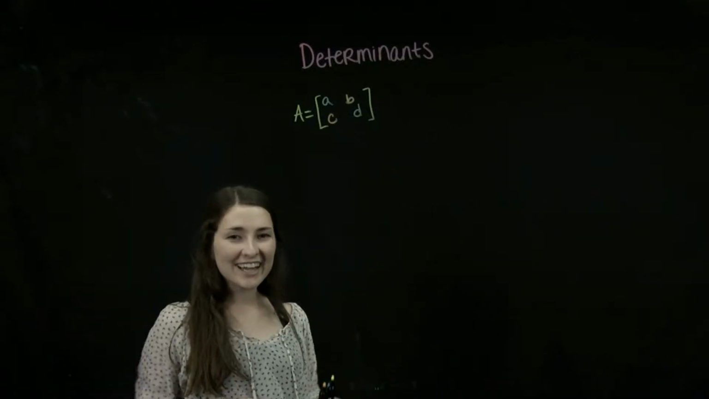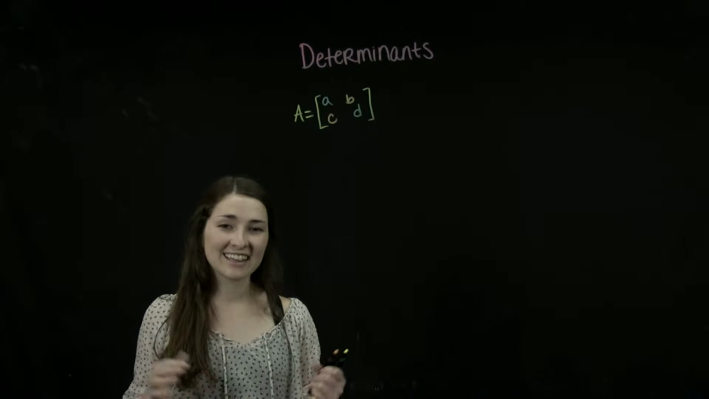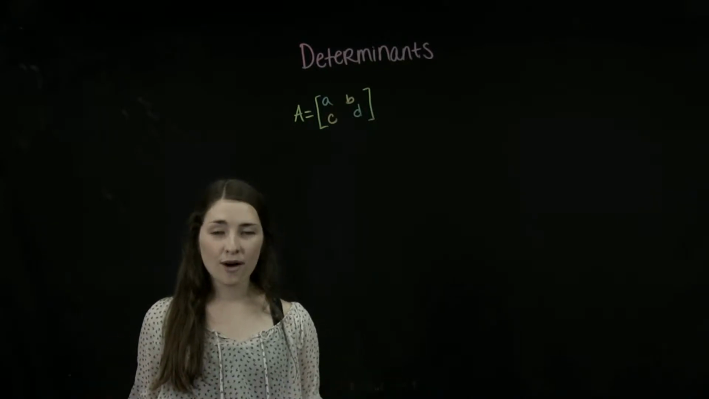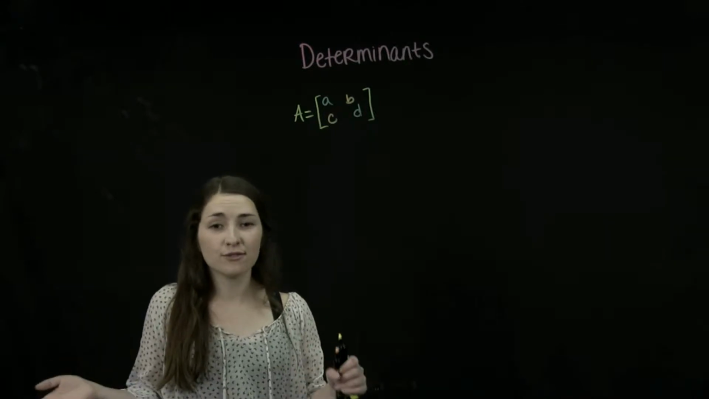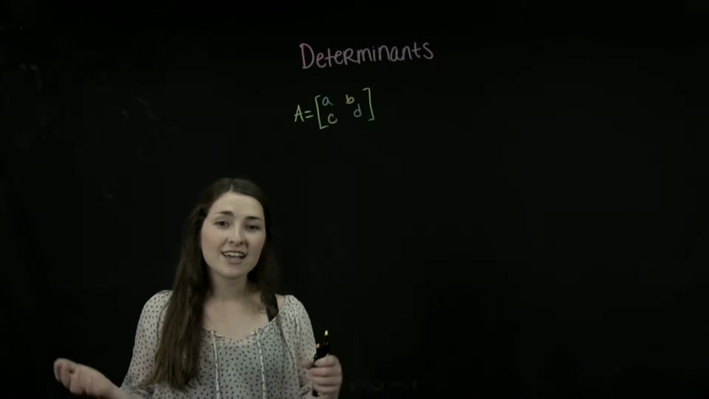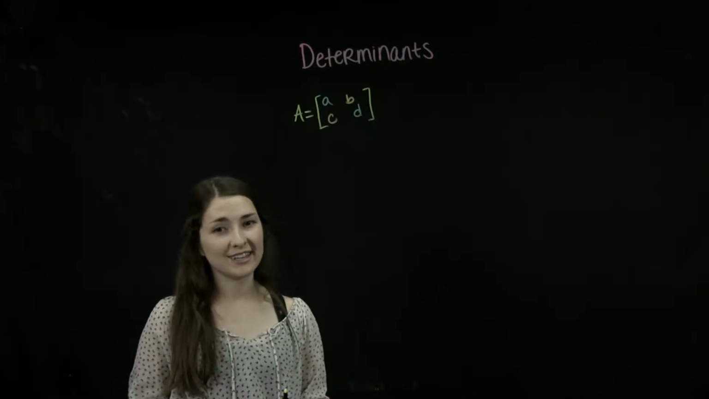Today we're going to be learning about a really mysterious and kind of magical quantity in linear algebra, and that is called a determinant. A determinant is a quantity that will tell us whether or not a matrix is invertible. It'll tell us about our eigenvalues and eigenvectors, and it'll also just give us some more useful properties of the matrix that we're dealing with.